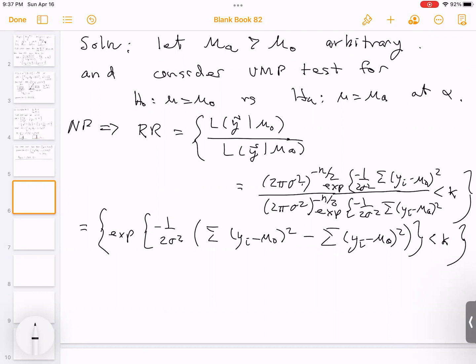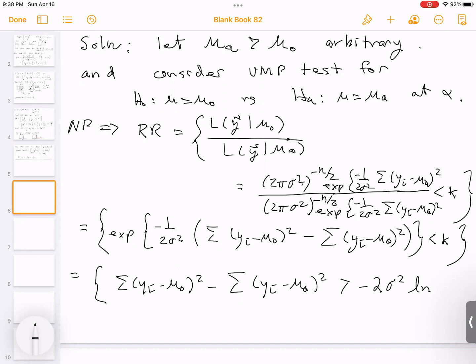Okay. Well, let's take the logarithms. That makes sense. We're just going to keep trying to make it more simple. If I take the logarithm and let's do a couple steps and multiply by minus 2 sigma squared on each side, we get this is the same as now. Log you can take and keep the inequality the same, but multiplying by minus 1 over 2 sigma squared will flip the inequality. So finally, we get the sum of yi minus mu 0 squared minus the sum of yi minus mu A squared has to be greater than minus 2 sigma squared ln of k.